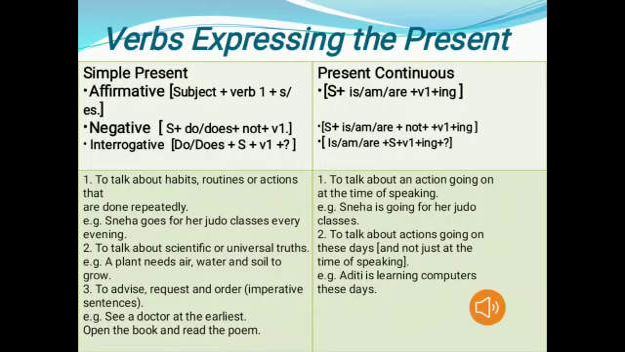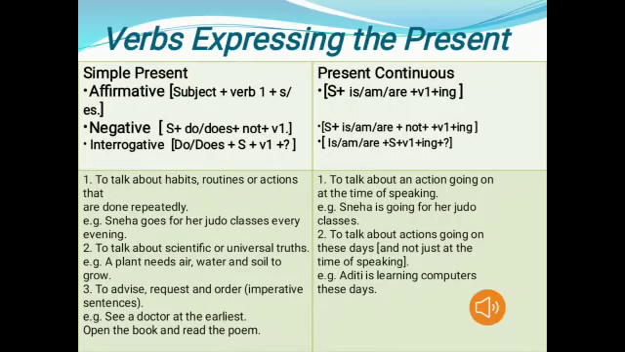The examples are here given. See a doctor at the earliest, and the second example is open the book and read the poem. Here see is the first form of the verb, and in the second sentence open is the first form of the verb, so it is simple present tense.